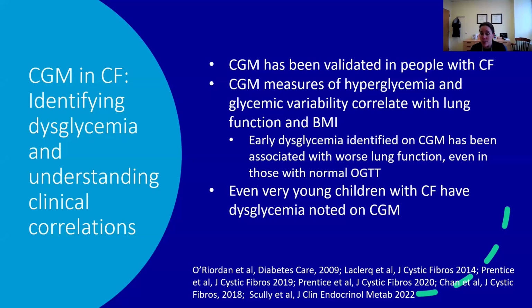And interestingly, we learned from CGM studies that even very young children, as young as 2 to 3 years of age, have dysglycemia, and really it's telling us that these abnormalities may be occurring much earlier in life than we previously appreciated.